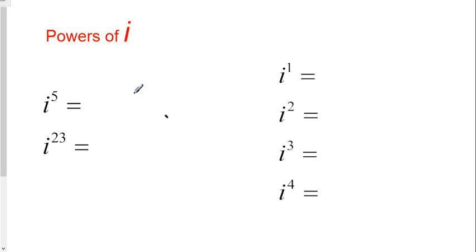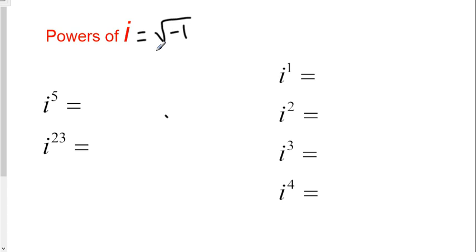Teaching you how to simplify powers of I. And before we get started, let's talk about what I is. I stands for imaginary. And I is the square root of negative 1.